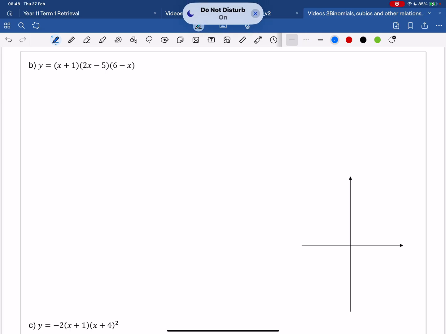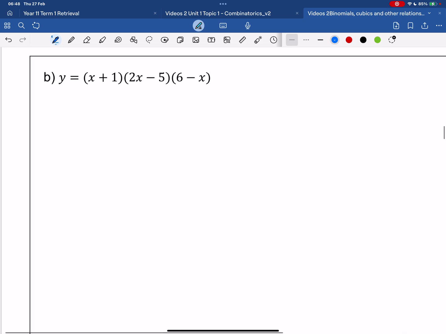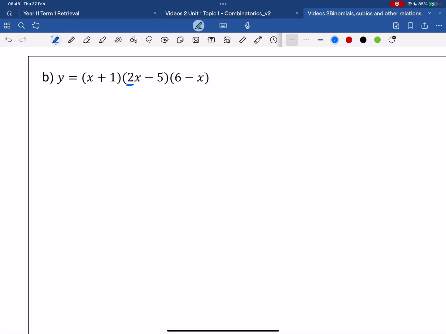Now, what I want you to notice about this one is, yes, it's in x-intercept form, which is good. However, there are a couple of things that aren't quite correct about the form. The first thing is that I have a 2 inside my bracket, and the other one is that I have a negative x. So I'm going to need to do a little something to it before I can graph it. So let's write here the form y is a (x minus x1)(x minus x2)(x minus x3).